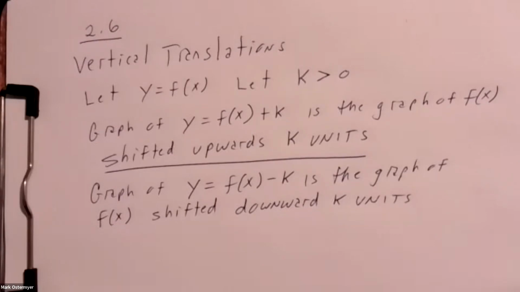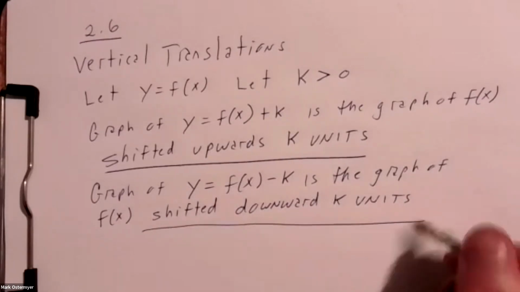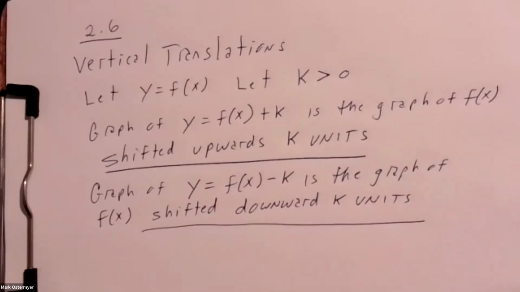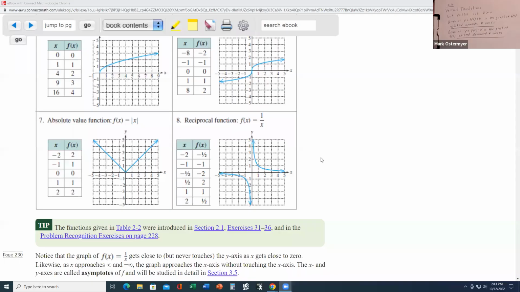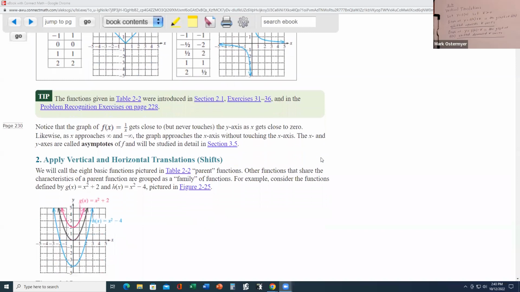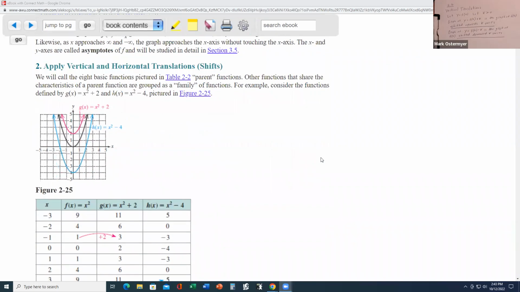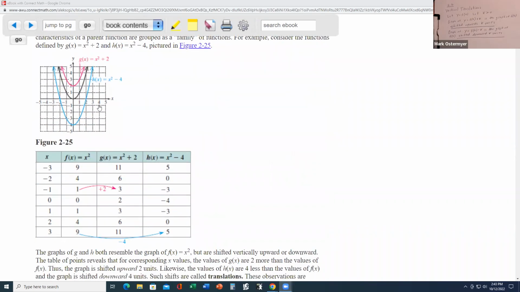All right, any questions about that? All right, let's go back to our textbook now and let's take a look at what's going on here.